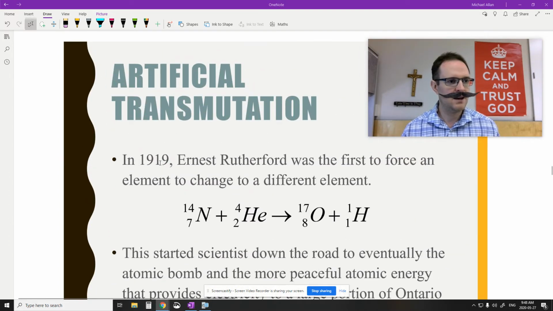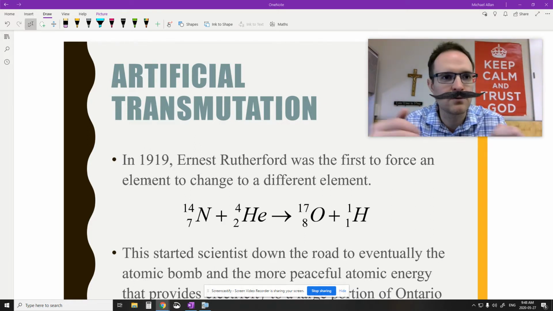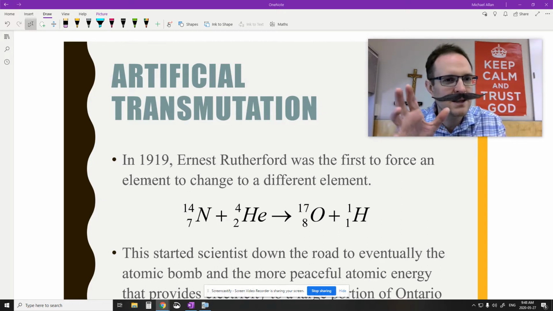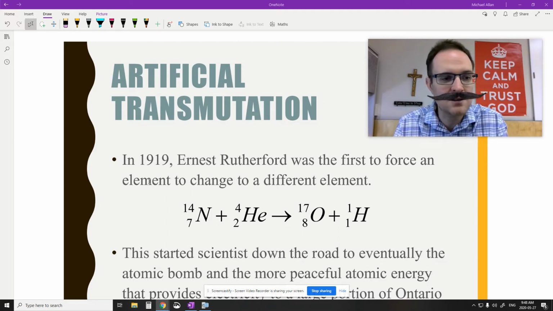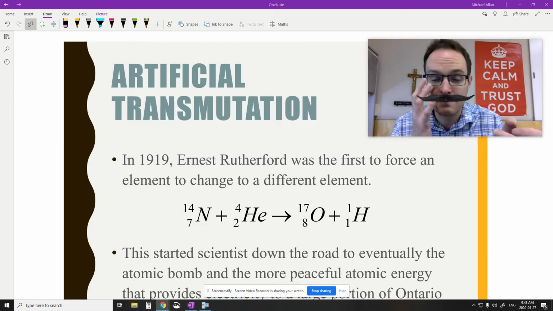So back in the day, Ernest Rutherford, the same guy that discovered the nucleus, was the first to force an element to change into a different element because he was dealing with alpha particles when he was doing his gold foil experiment. He was shooting those into other gases and noticed that the gases changed property. In this case, you shot into nitrogen gas, and it changed into oxygen gas, with totally different properties.